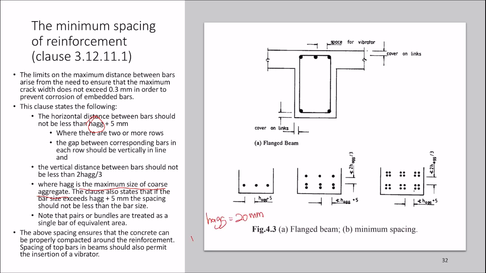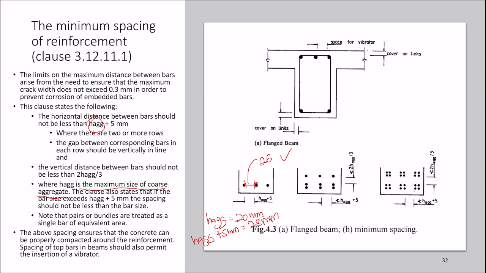Right? When you calculate, HAGG plus 5 mm is 25 mm. If, let's say, you do your design calculation and you get 26, it means okay, since it is bigger than HAGG plus 5 mm. It cannot be less.